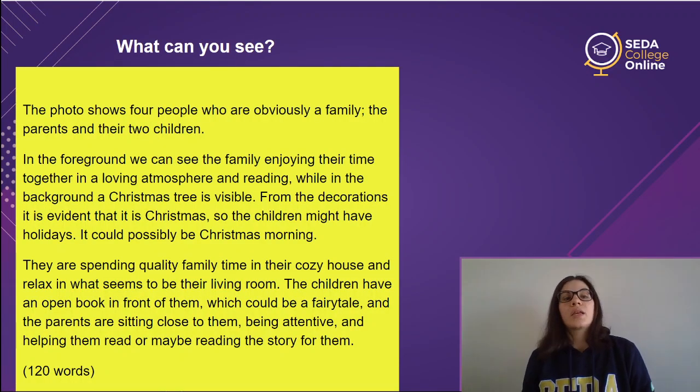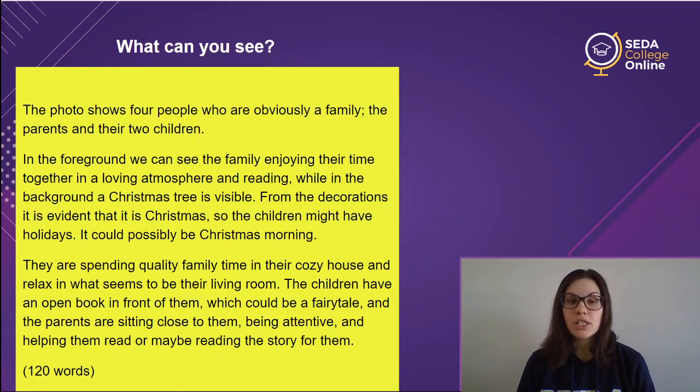And you can see here the full writing that came out from my example pictures. These are all the sentences that I used to describe the family picture. You can read it all at once now, okay? The photo shows four people who are obviously a family, the parents and their two children. In the foreground, we can see the family enjoying their time together in a loving atmosphere and reading, while in the background a Christmas tree is visible.